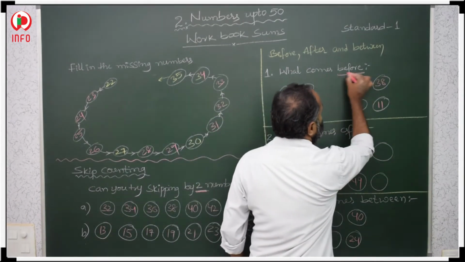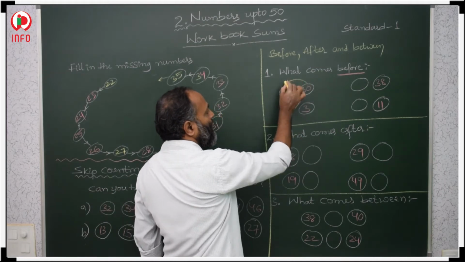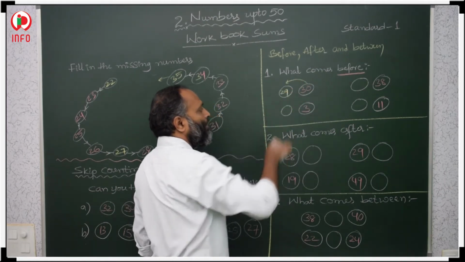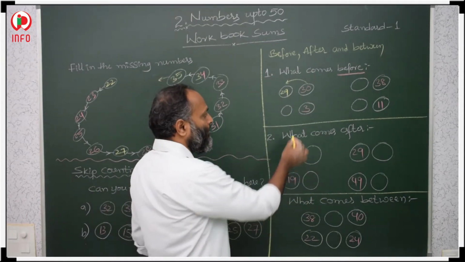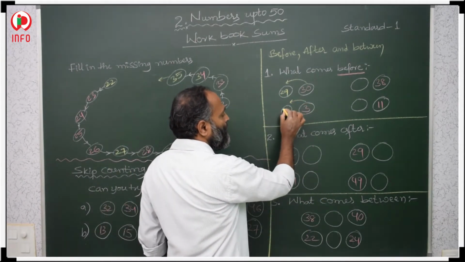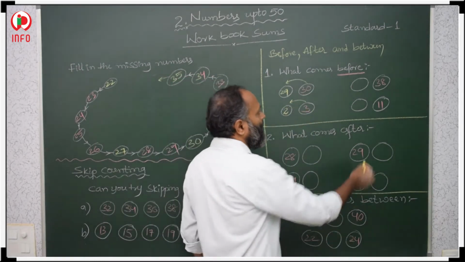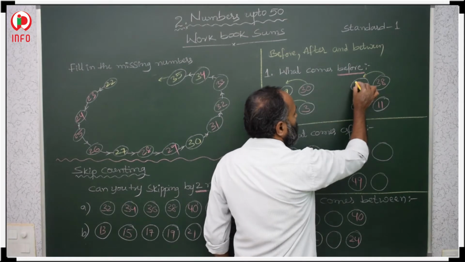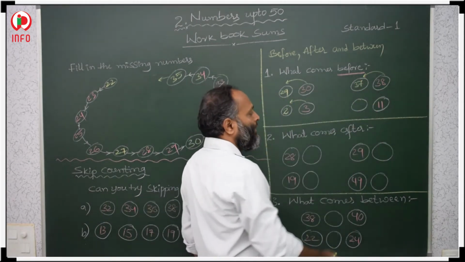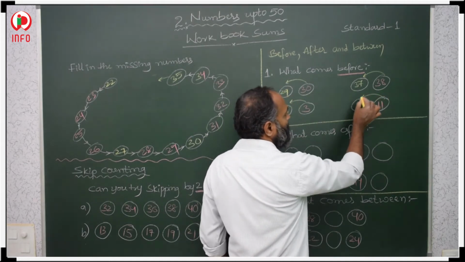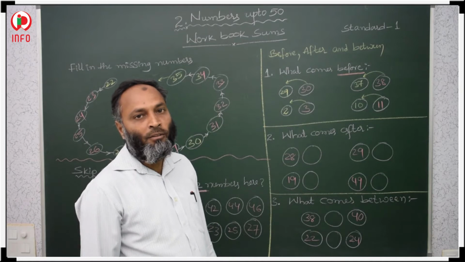Now, here is the before number. Before 30, which number will come? Before 30 is 29. Before 3, which number will come? 2, then 3. Then before 38 is 37, and 38. Then before 11 is 10, 11. In this way we have to write before numbers.